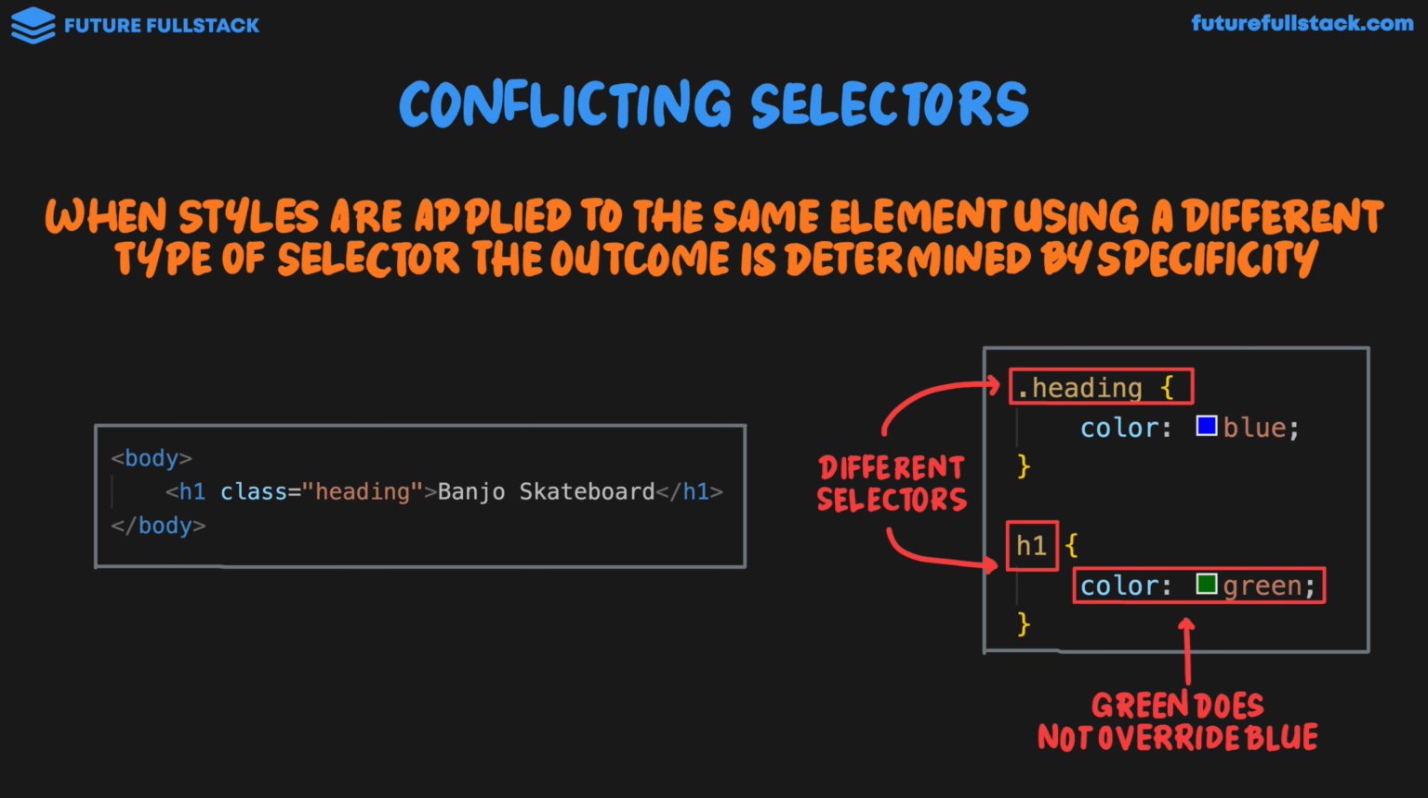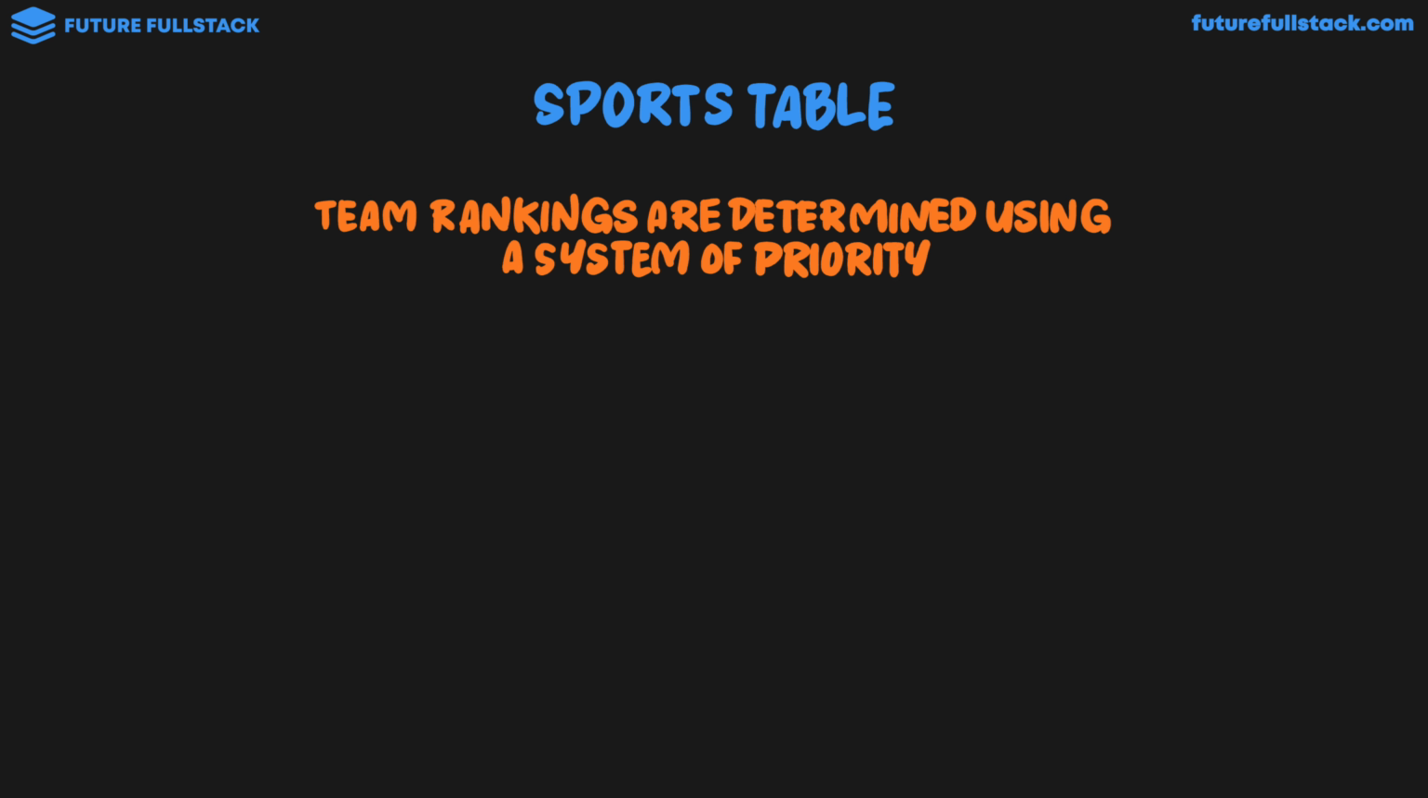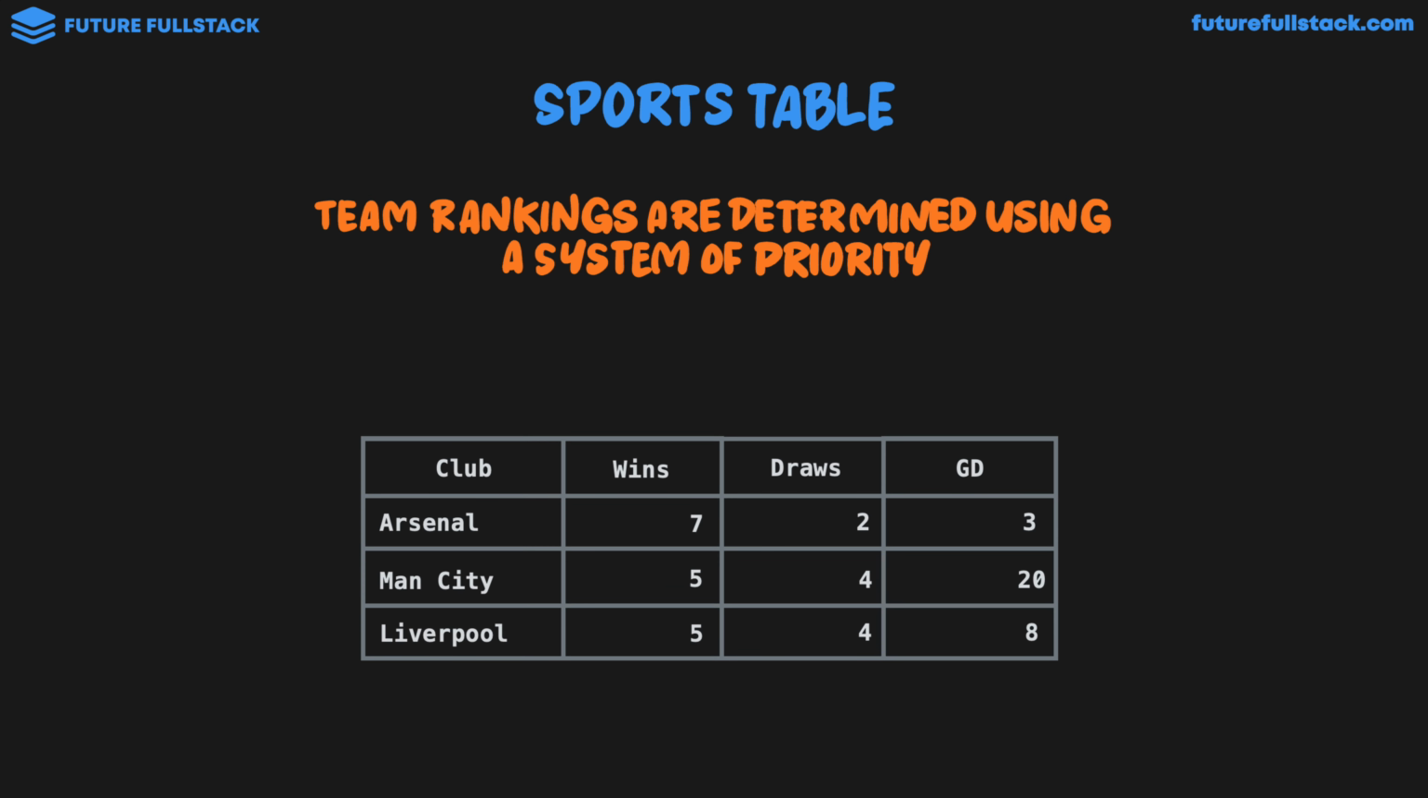Now, to understand specificity, we're going to be looking at sports tables. In a sports table, team rankings are determined using a system of priority. I'm going to be looking at the English Premier League. Currently, Arsenal is in first place, Man City in second place, and Liverpool in third place. The rankings of the teams are determined by things like wins, draws, and goal difference, where as we move from the left to the right, the numbers have a lower priority, as we know a win is more substantial than a draw, and a draw is more substantial than goal difference.